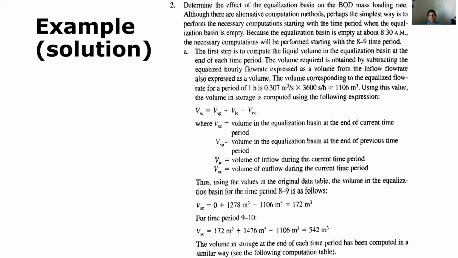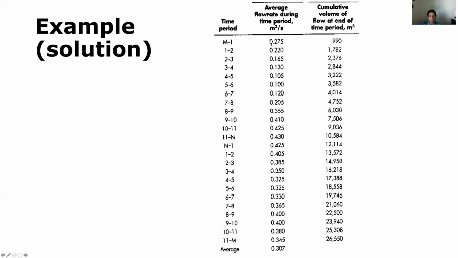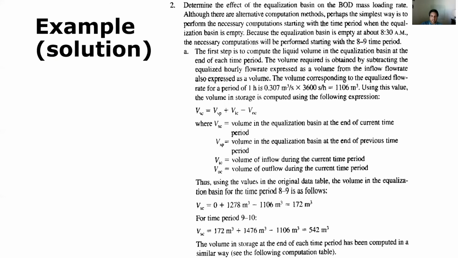Step 2 is to determine the effect of the equalization basin on the mass loading rate. We know that the equalization basin is going to completely smooth out the flow rate leaving the basin, right? Instead of discharging these fluctuating flow rates that go from 0.105 or 0.1 cubic meters per second to as high as 0.43 cubic meters per second, we are now discharging a constant 0.307 cubic meters per second throughout the day because we have that ability to store in the equalization basin. But what effect does that have on the BOD loadings coming into the system?